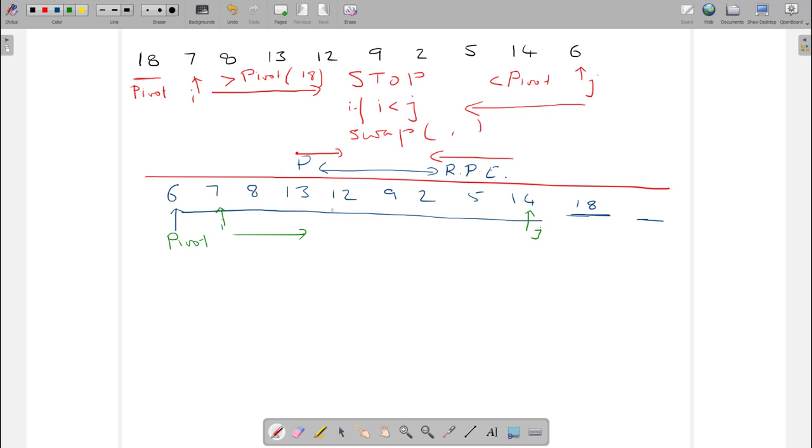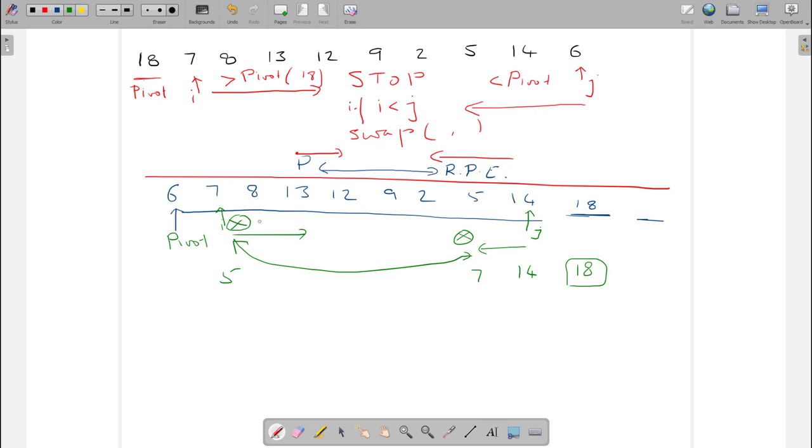We start going this way again. Is 7 bigger than 6? Yes, it is. So we have to stop. Then we look at j value. Is 14 lesser than 6? No, it is not. So we proceed. Is 5 lesser than 6? Yes, it is. So we need to stop. And we interchange these two values. So 5 comes here, 7 comes here, 14 stays where it is, and 18 is untouched because 18 is already in its right position.